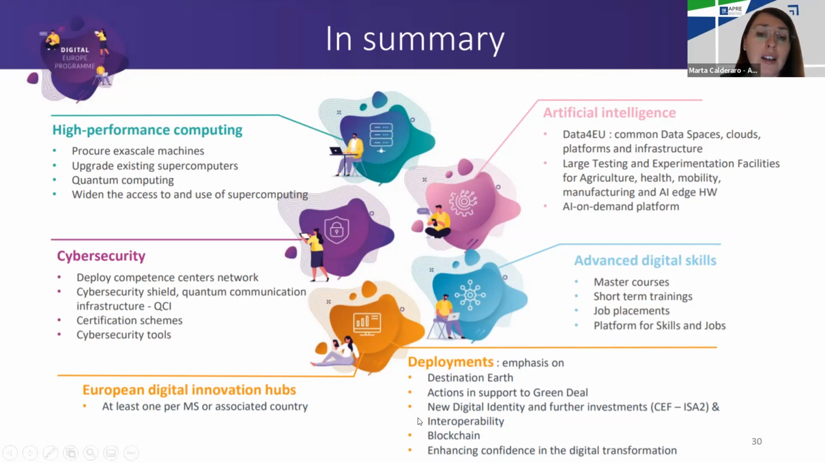And as you can see, the horizontal pillar is more focused on the deployment, in particular in specific application domains. Here we have the digital twin of the Earth via the initiative Destination Earth. We have the actions concerning the support to the Green Deal. Of course, all the actions that are going to be developed on the European blockchain services infrastructure. So the follow-up activities of the EBSI initiative, as well as all the different actions concerning the support to the European Digital Innovation Hubs that have been cited previously.